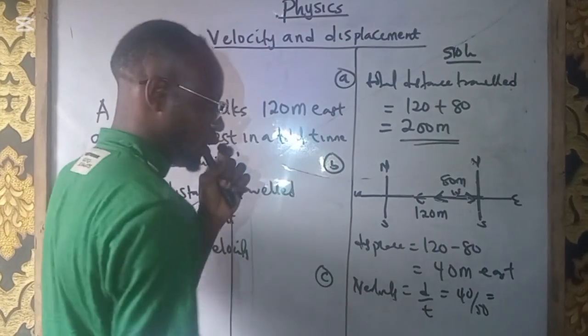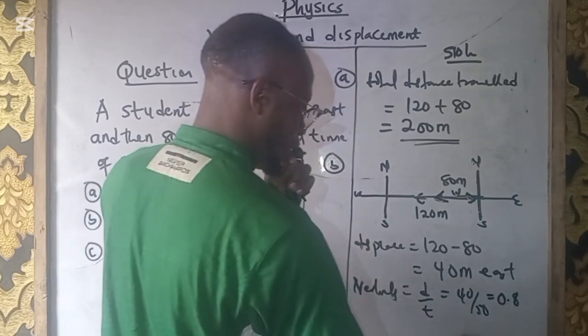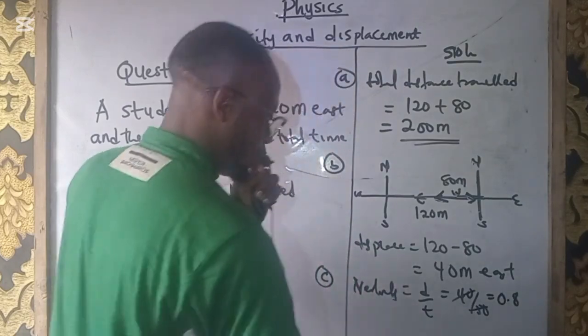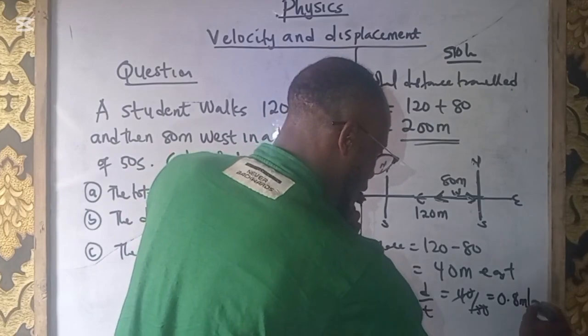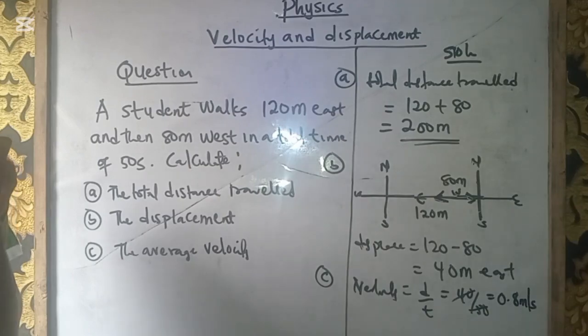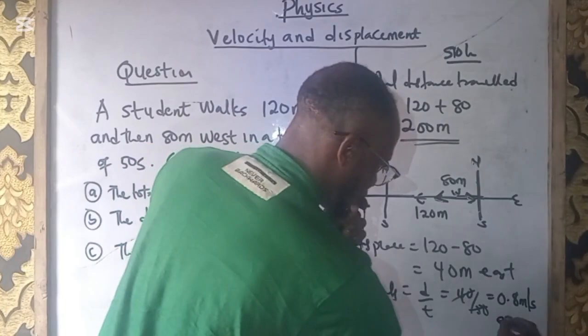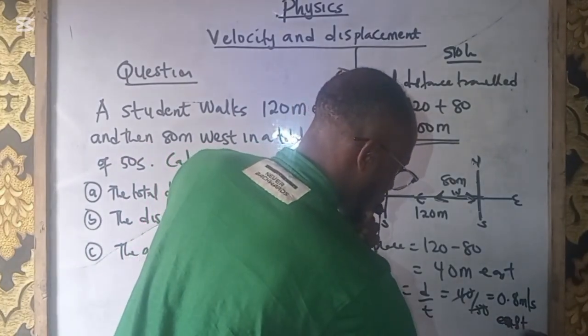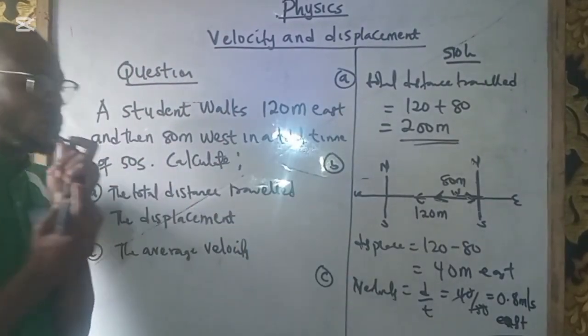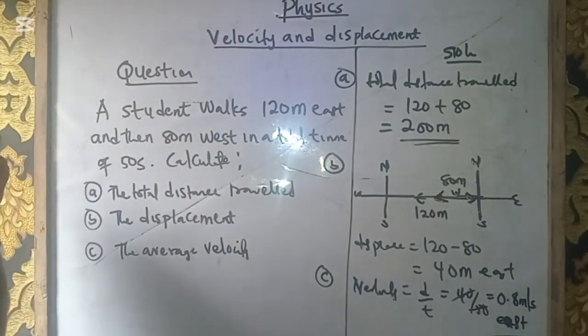I think that should be 0.8. Yeah, that should be 0.8. Good. Meters per second. Don't forget velocity is also what? A vector quantity, so there must be direction. So velocity takes the direction of displacement, which means it's going to be what? East. That's all. So that will be 0.8 meters per second east. So this is how to solve problems like this.